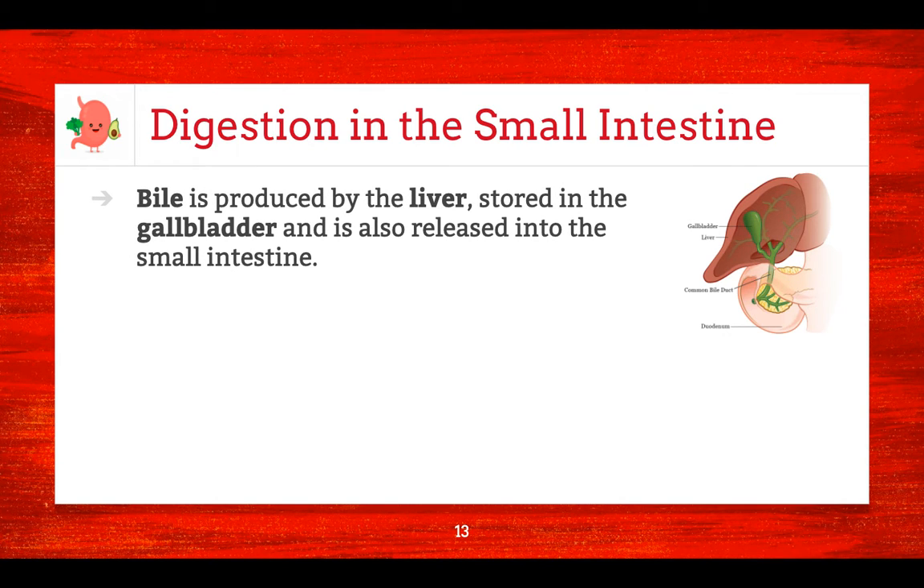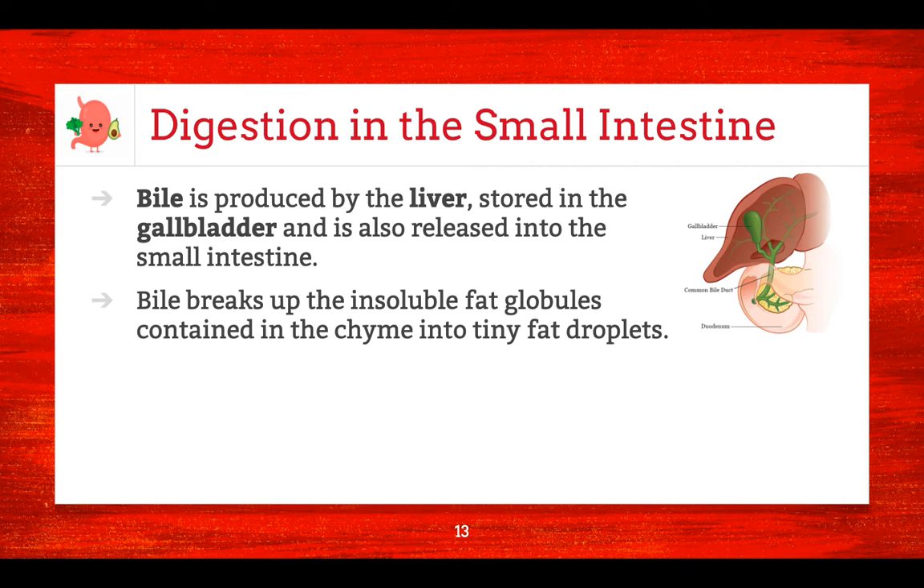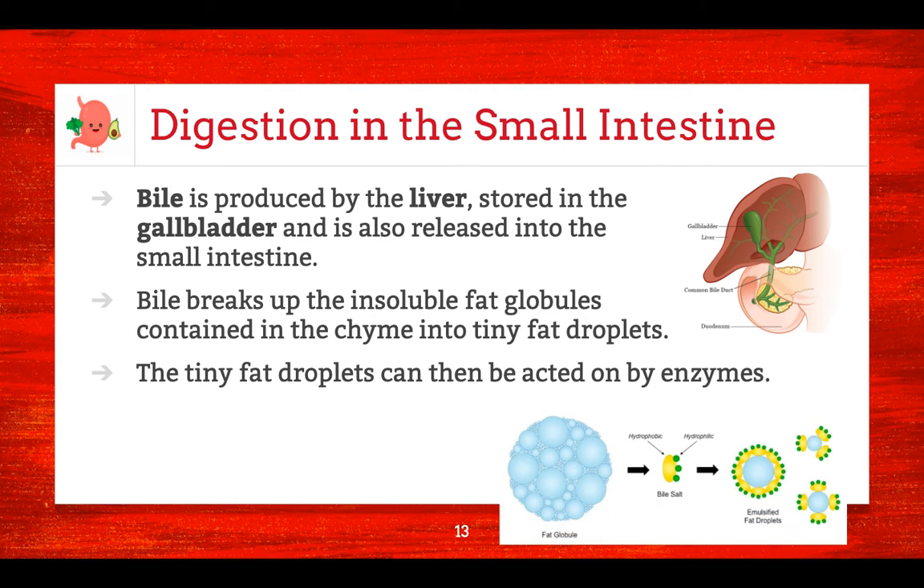The other thing that's happening in the small intestine is that there is bile being released into it. So, bile is produced by the liver and it's stored in the gallbladder and then released into the small intestine. And bile's role is to break up the insoluble fat globules contained in the chyme into tiny fat droplets. So then those tiny fat droplets can be acted on by enzymes. So if you've ever mixed oil and water, you know that one, they don't mix, but you know that oil clumps up, right? So, and fats do that.